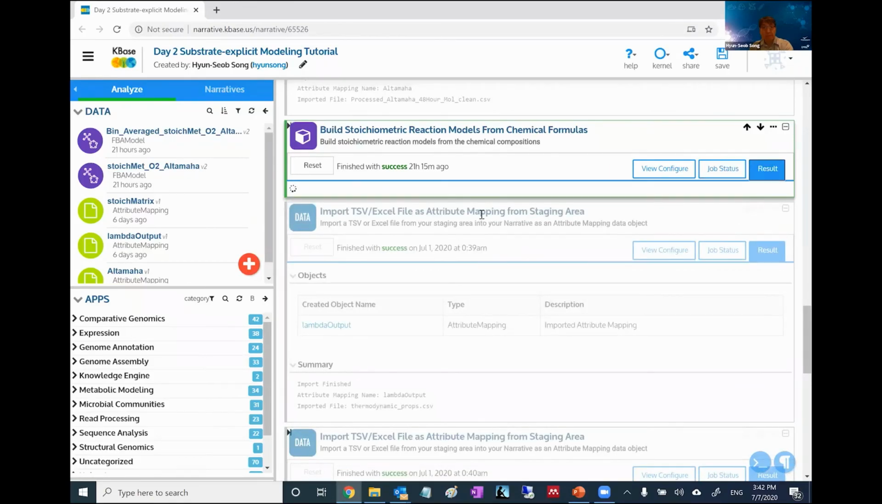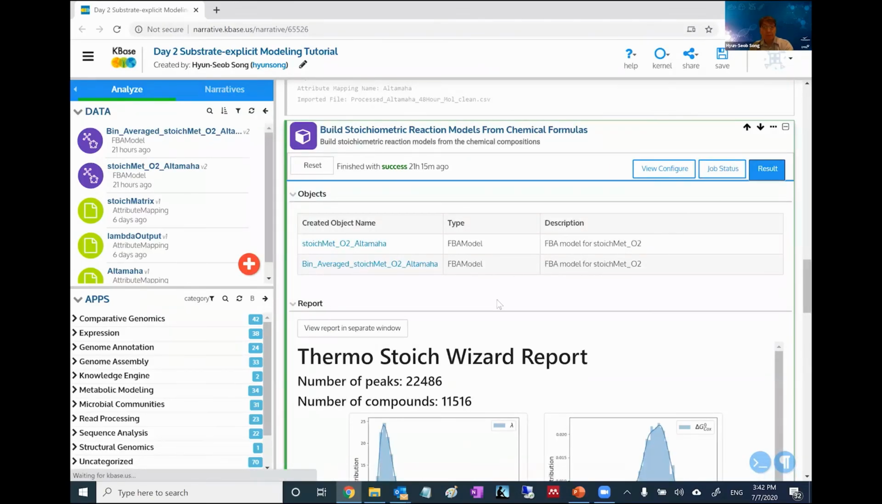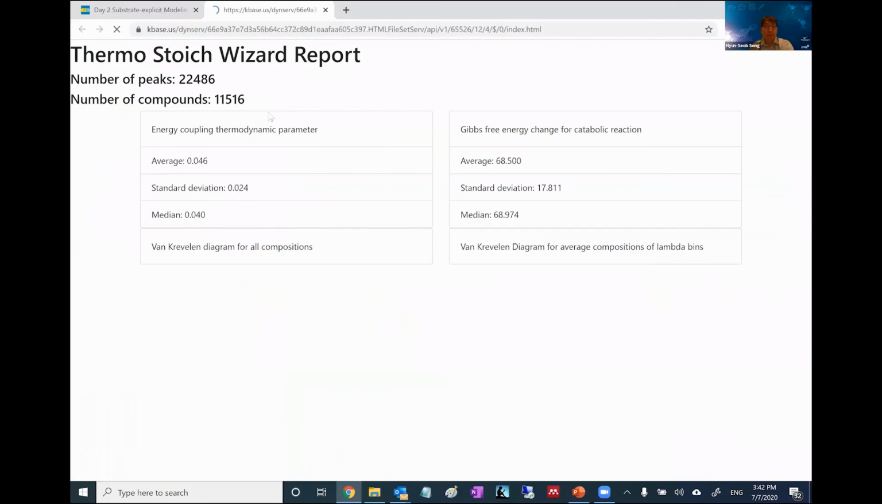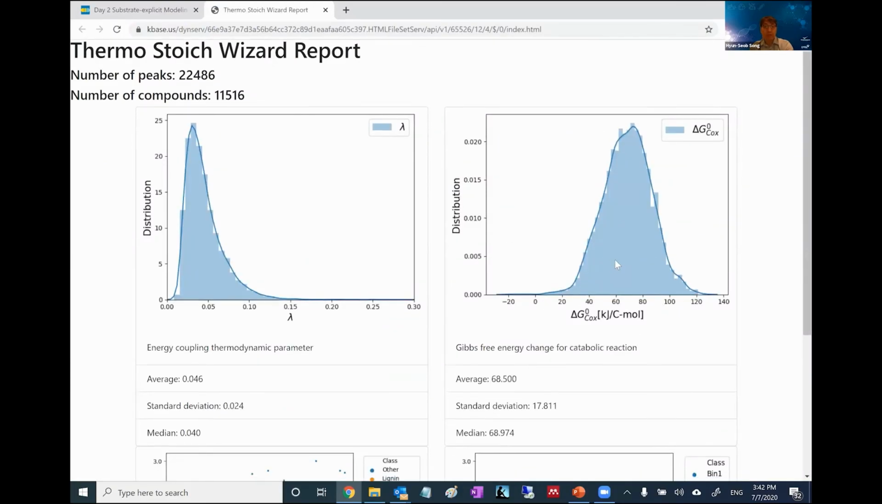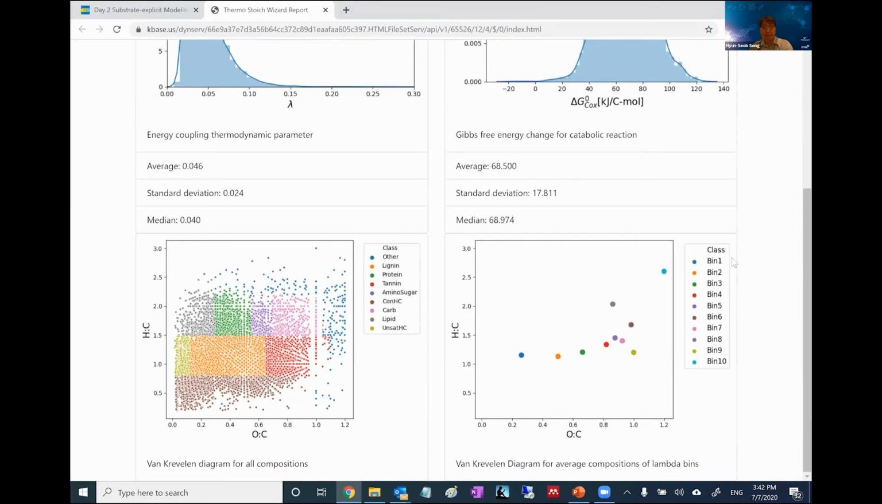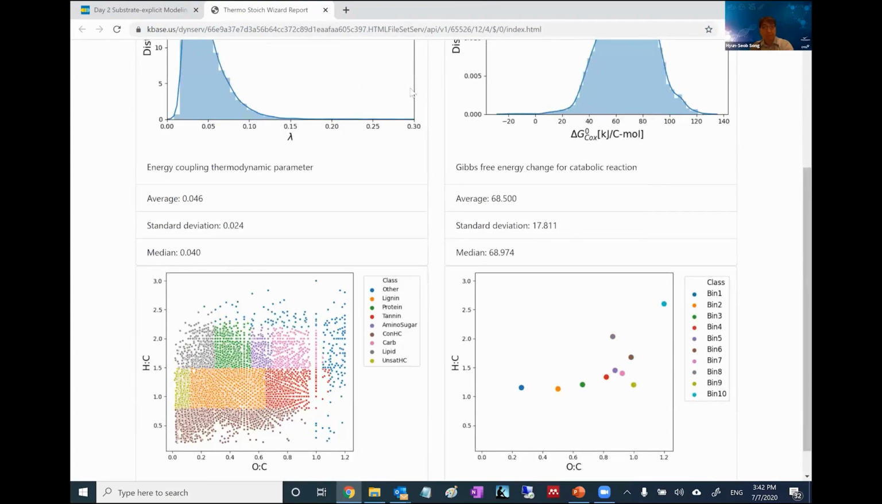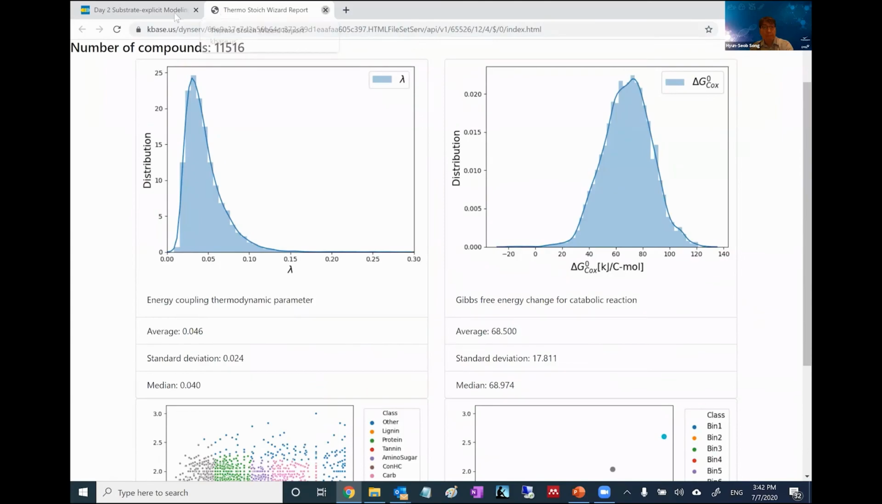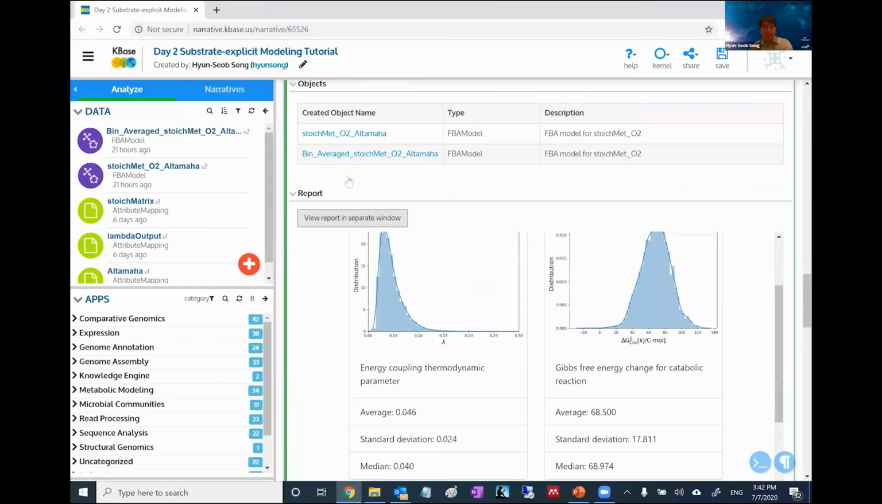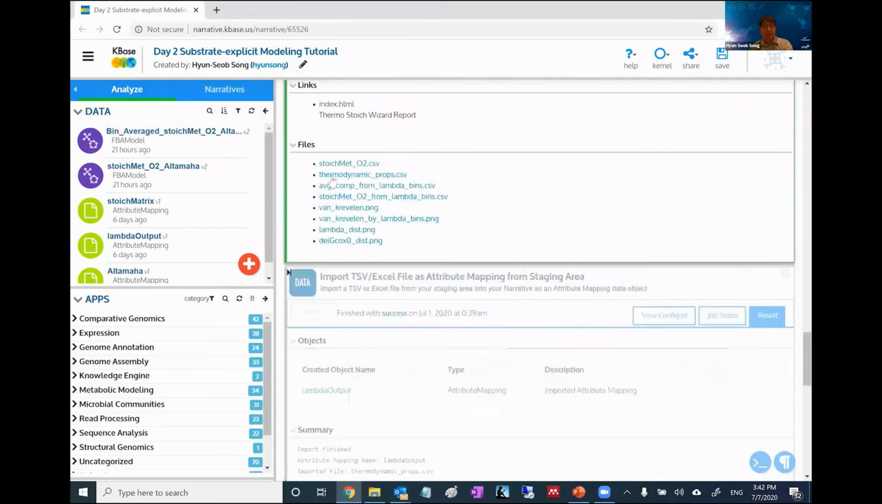The results are like lambda, as you have already seen, the lambda distribution. I can click this to see them bigger. Lambda distribution, and delta G COX naught, and the average value of lambda, the average value of delta G COX naught, standard deviation, median value, and these 10 different average molecular compounds from 10 different lambda bins. And also, you can download all numerical files as CSV, particularly the thermodynamic properties file and the stoichiometric coefficient file.